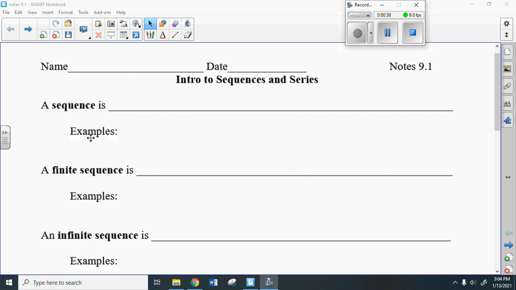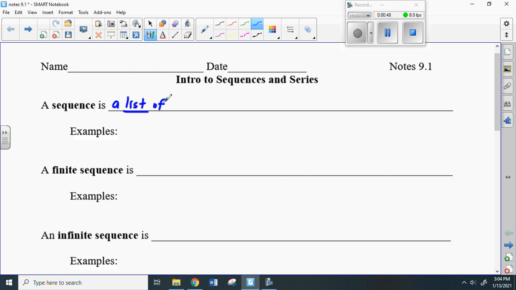Okay, so first of all, what is a sequence? Well, a sequence is a list of numbers that are related by a certain pattern. Okay, so let me give you some examples.